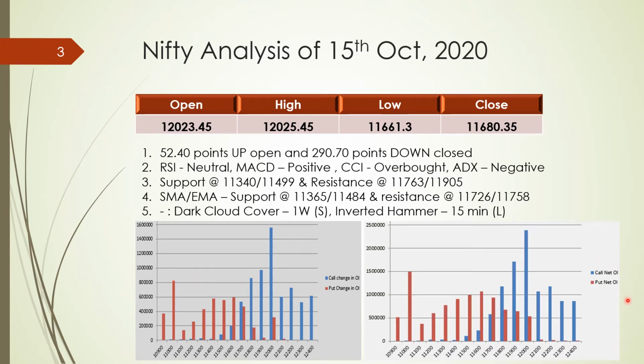From a net open interest perspective, 12,000 has the highest open interest in calls, and the second highest lies at the 11,900 strike. Then the maximum open interest in puts lies at the 11,000 level. The second highest open interest lies at the 11,600 level at this moment.